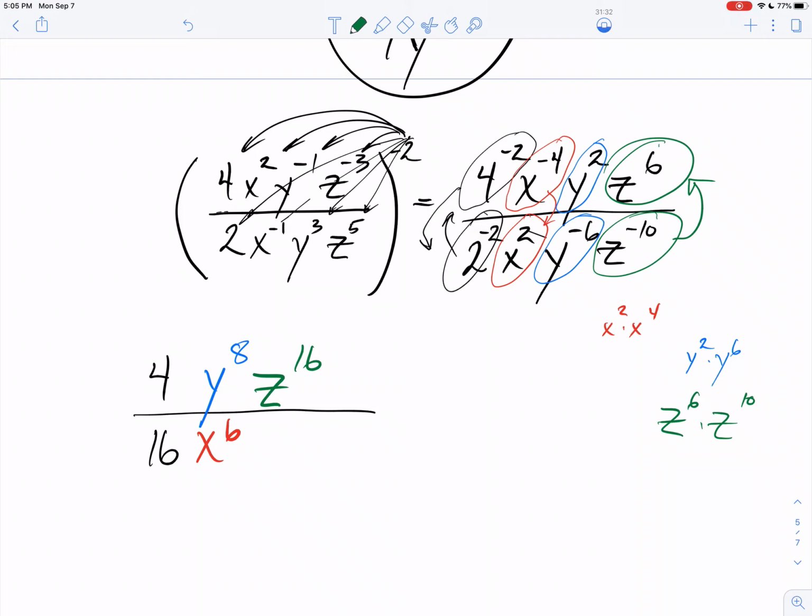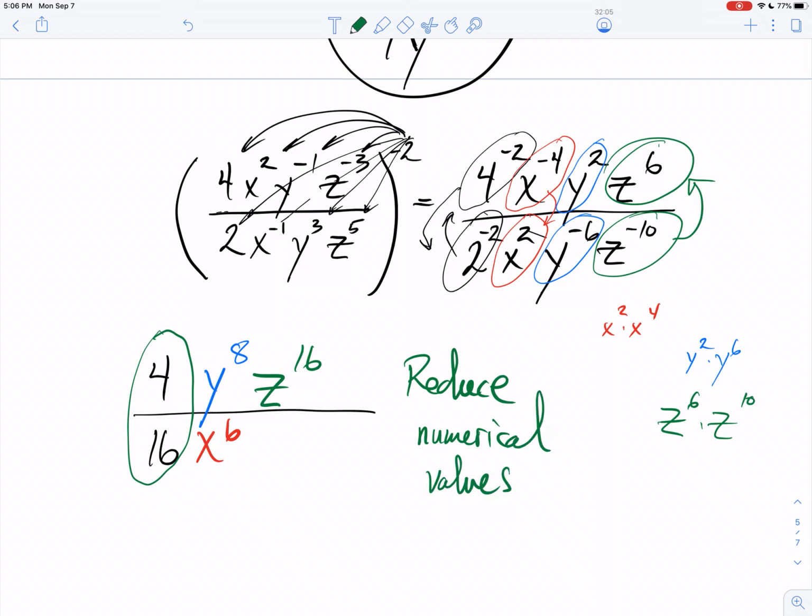And you don't get this answer in the back of the book because they would reduce the two numerical values. You would say, hey, 4 over 16, those aren't exponents, those are numbers, and numbers still reduce each other. Biggest mistake people make is they panic and they go, well, those numbers have to stay exactly how they are. No, you can reduce numerical values. Remember, numerical is not exponent.